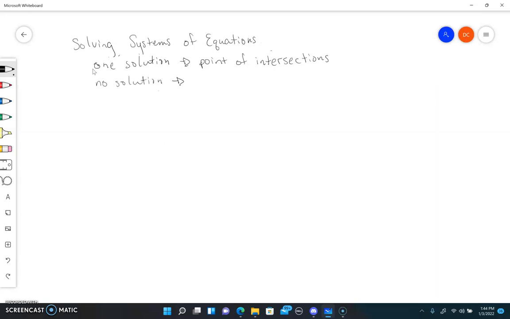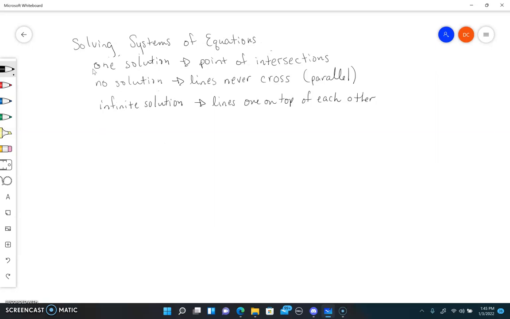Then you can also have no solution. All right, and so what this means is that these would be lines that would never cross, which means they're parallel, right? So parallel lines. And you can have an infinite number of solutions. And what that means is that these are lines that are one on top of each other. They are pretty much the same line, okay? Lines one on top of each other. Okay.